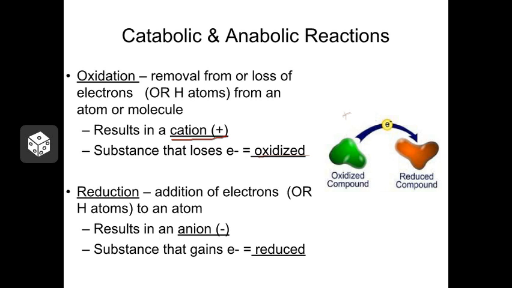Reduction is the opposite. In a reduction reaction, a compound is going to gain an electron. So this little orange blob over here is taking in that electron, or sometimes more than one electron. So we say it has become reduced. Because it's been reduced, it's going to have a negative charge, and we would call it an anion.